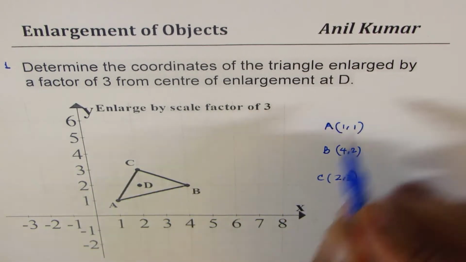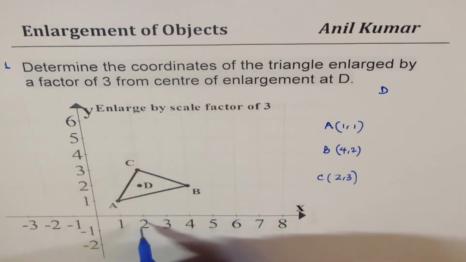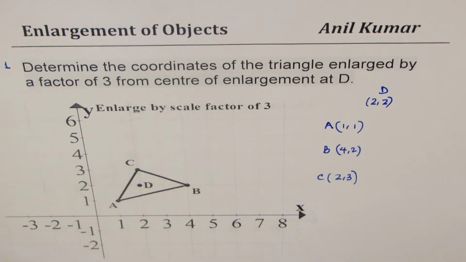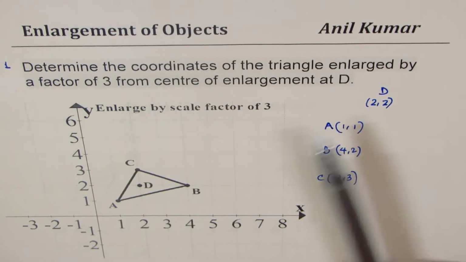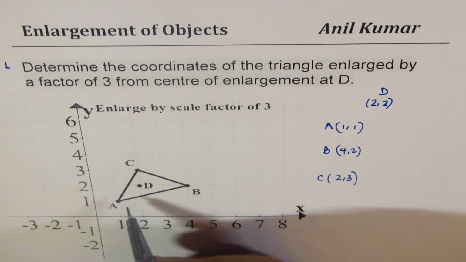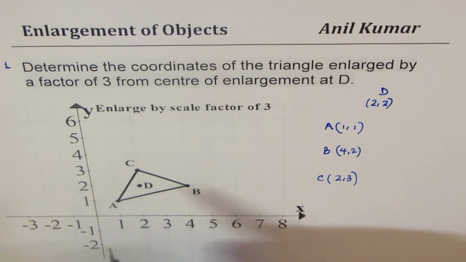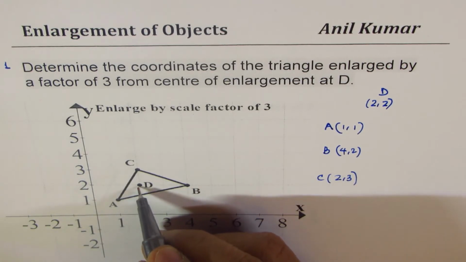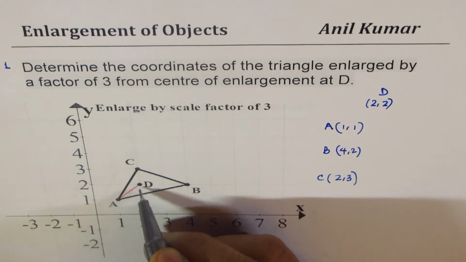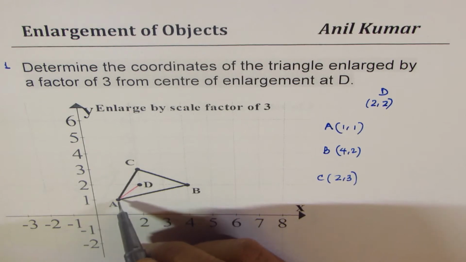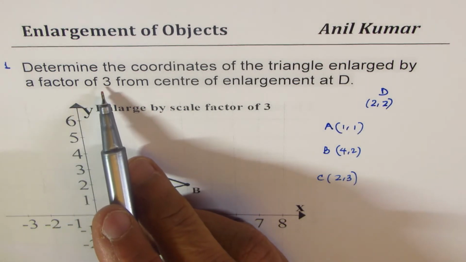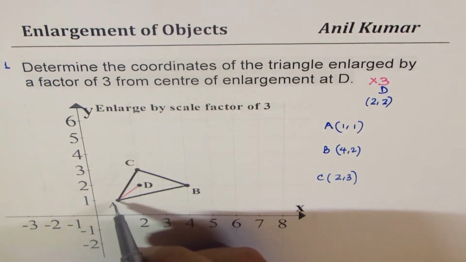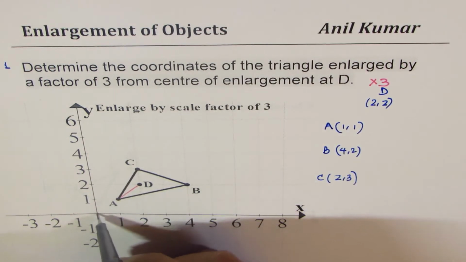Let's also write coordinate points for D. It is 2, 2. Now we'll see how the coordinate points of D affect the enlargement at the end of this video. Now first is by a factor of 3. Now in this case, if you see, if I move from D to A, we are diagonally moving 1 unit. Scale factor is 3. That means we have to do 3 times. Is that okay? So let's go 3 diagonals. So 1, 2 and 3.